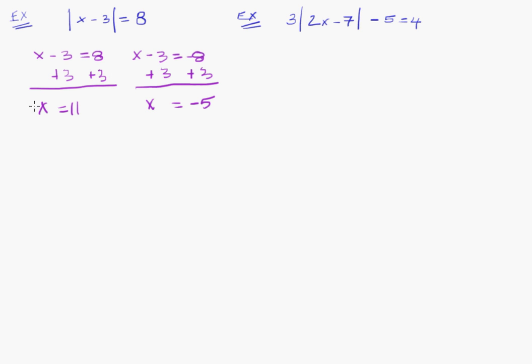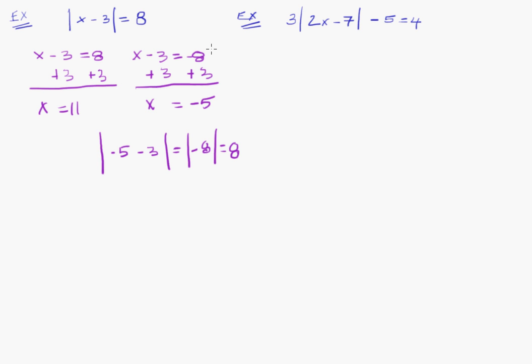Why negative 5? Well, take a look. If we take the absolute value of negative 5 minus 3, we get the absolute value of negative 8. And then we take the absolute value and we get 8. So that's why there are two cases.